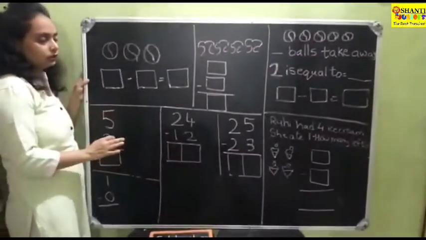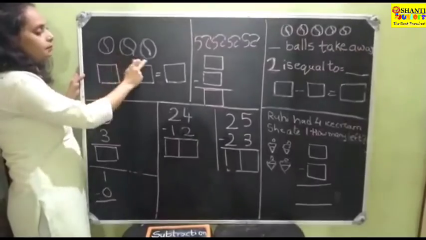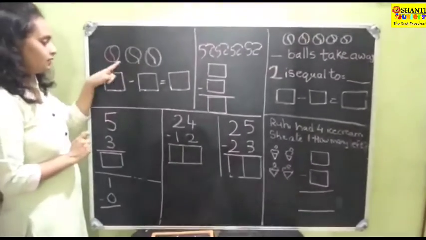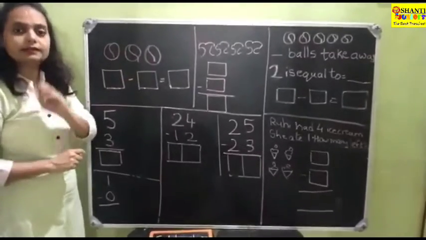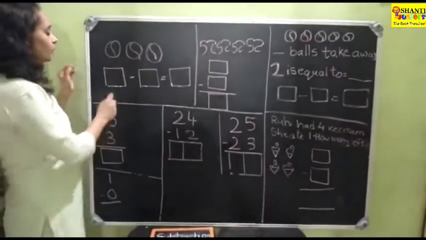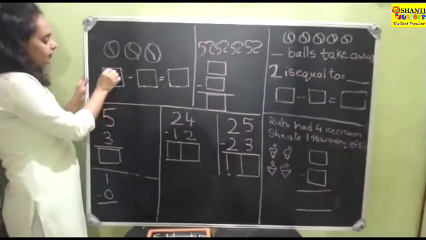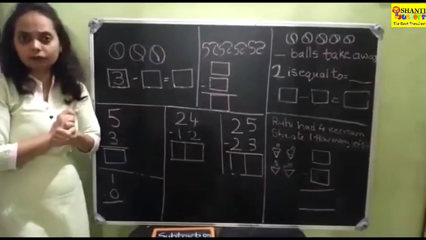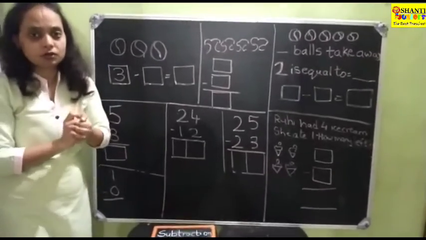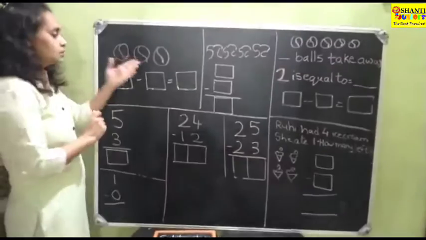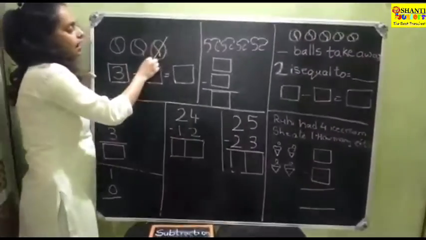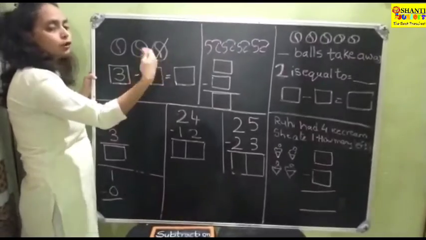Okay, so like this, there are 3 balls over here. If I have, children, 3 balls, 1, 2, 3. Okay, this is my total. So I am going to write 3 in my first box. Okay, now my friend told me, give me 1 ball. So I gave this 1 ball to my friend. So I will cut it because I have given this 1 ball to my friend.